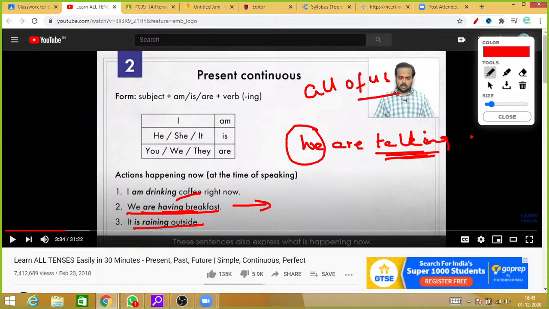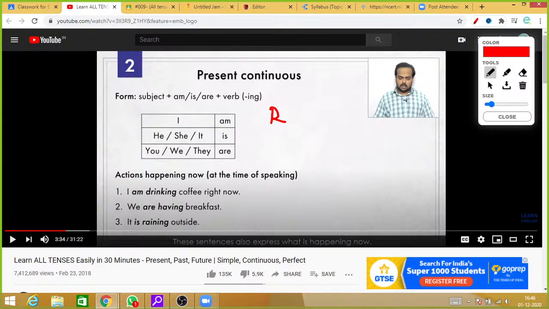It is raining outside. So whenever we use it, along with it, what do you use? Is raining outside. So now rain here, this is what I was trying to know. Is rain a verb?